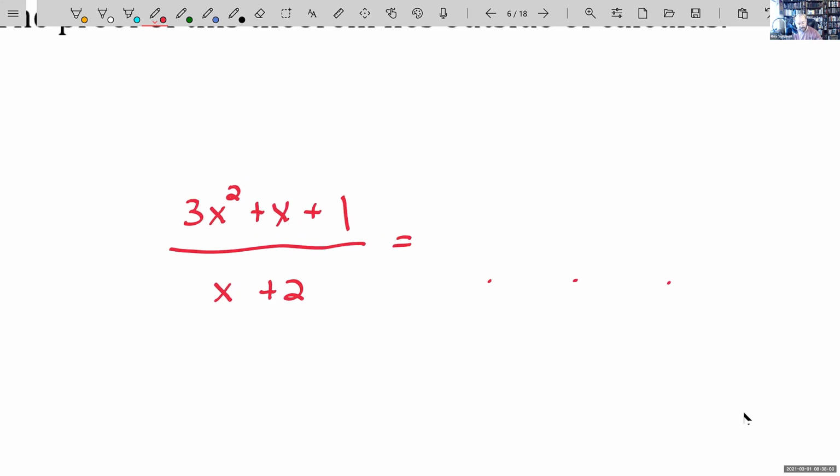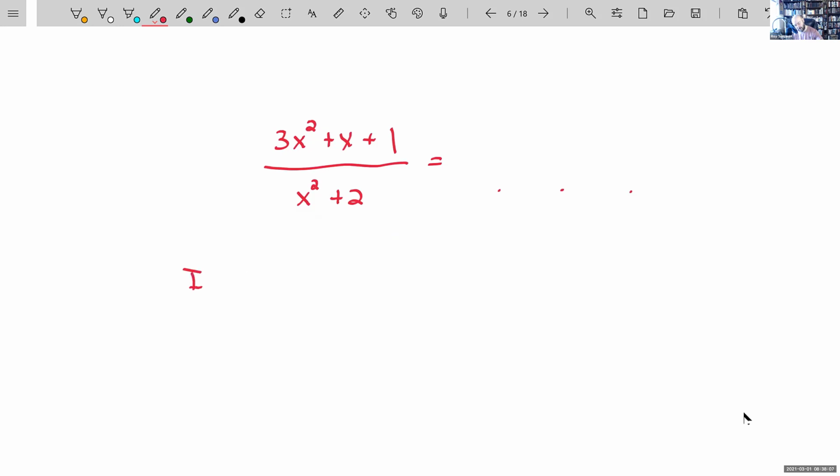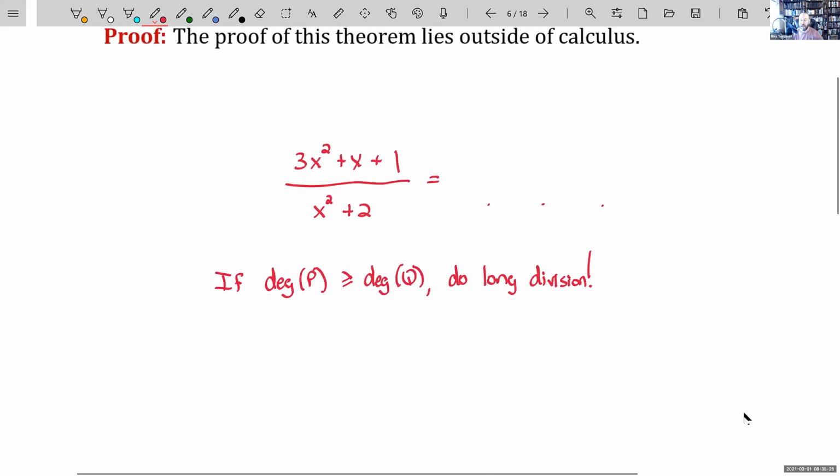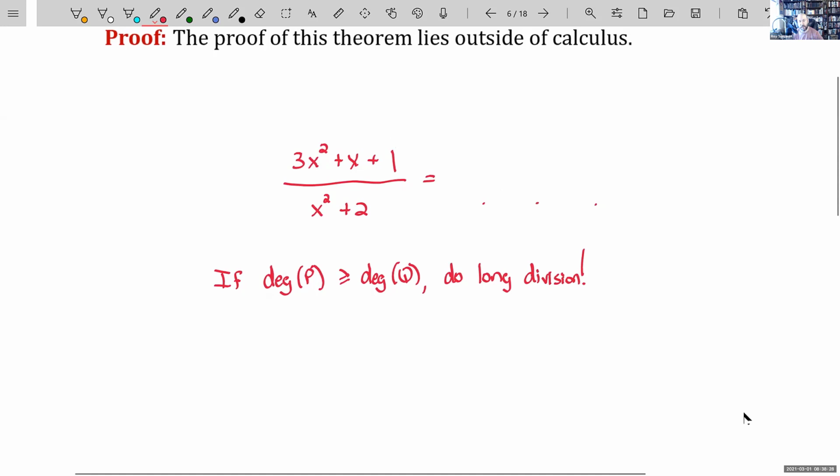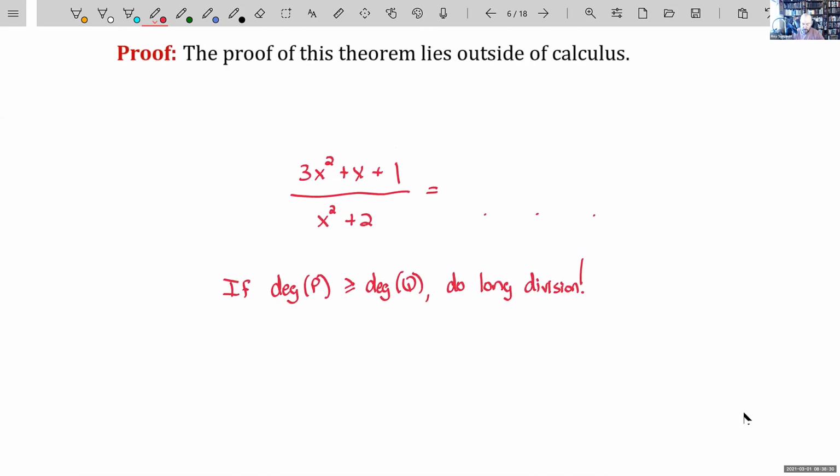If it's not the case, in other words, if the degree of the numerator is greater than or equal to the degree of the denominator, do long division. Very important to get that long division done first. Okay. It actually speeds up the process anyway. And I have a video example of that, but we'll still see those in lecture as well.